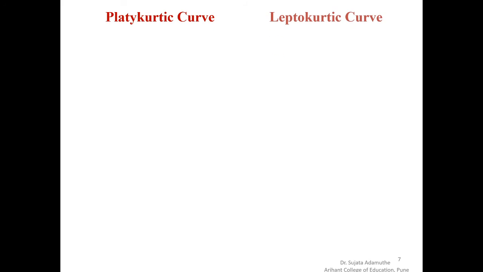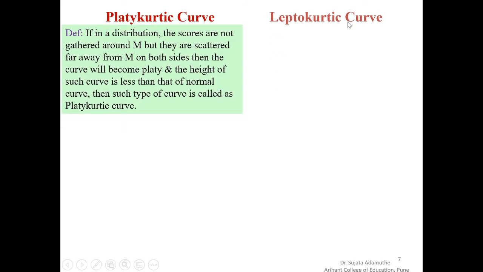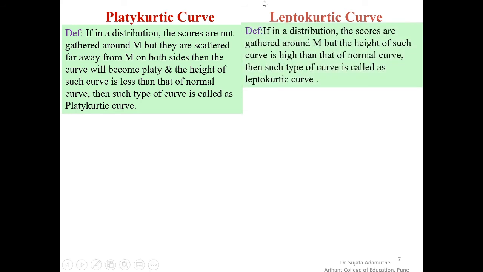Platykurtic curve and leptokurtic curve. In the platykurtic curve, the definition is: in a distribution, the scores are not gathered around M, but they are scattered far away from M on both sides, like the third group we observed in the previous slide. Then the curve will become flat and the height of such a curve is less than that of the normal curve. Such a type of curve is called a platykurtic curve. And for the leptokurtic curve, we can give the definition like this.